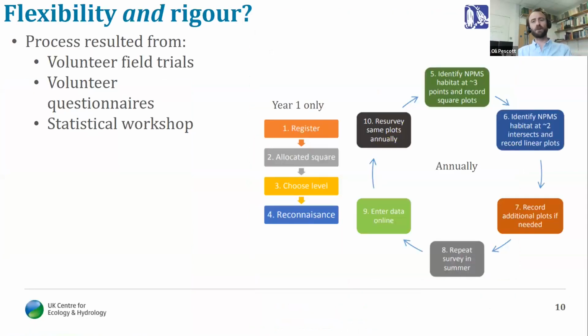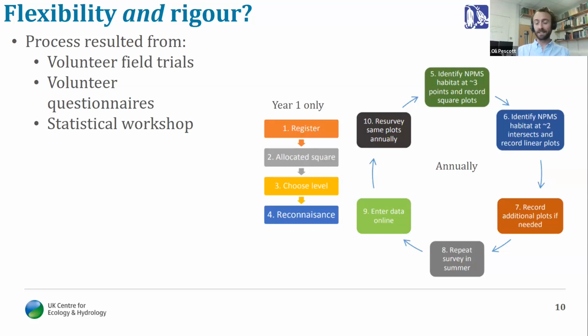But we also tried to build in a certain amount of flexibility to this at the same time, because it's all very well having a perfectly designed scheme, but if it's a perfectly designed scheme that absolutely nobody does, it's really more of a thought experiment than a useful monitoring scheme.